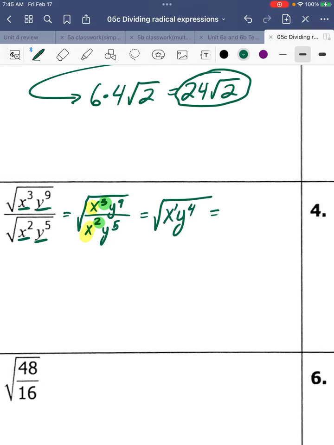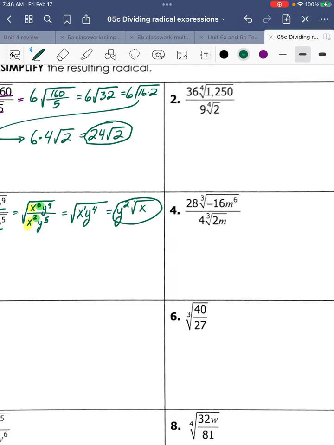And then let's look, can we simplify any further? Well, x to the first, I cannot take out a grouping pair, so no. And then y to the fourth, you can take out two groups, so it's y squared. And here's our final answer.